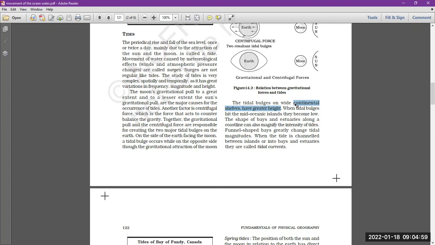When tidal bulges hit the mid-oceanic islands, they become low because the islands obstruct them.